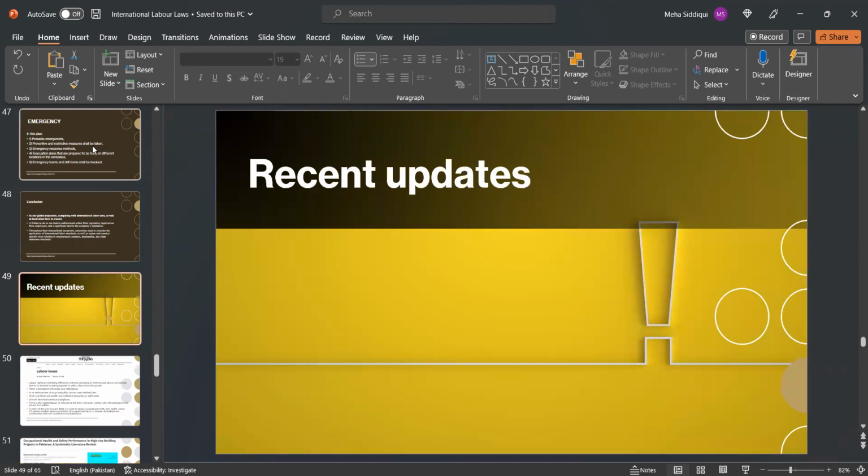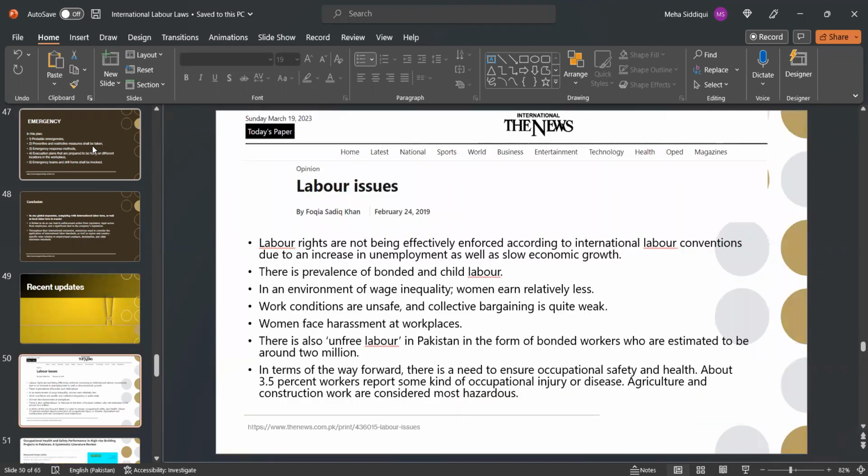Now, moving on to recent updates. This is an editorial published recently in the newspaper about labor issues in Pakistan. Labor rights are not being effectively enforced according to the International Labor Conventions due to an increase in unemployment as well as slow economic growth. There is presence of bonded and child labor, an environment of wage inequality, women earn relatively less, work conditions are unsafe and collective bargaining is quite weak. Women face harassment in workplaces. There is also unfair labor in Pakistan in the form of bonded workers who are estimated to be around 2 million.